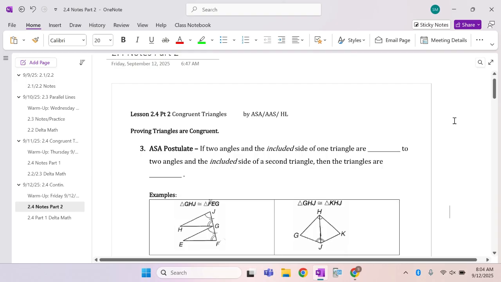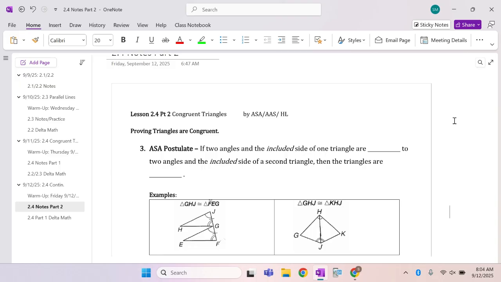All right. So today we're doing the rest of the congruence postulates for how to tell congruent triangles. So what were the two that we learned yesterday? SSS and SAS. What do those two acronyms stand for? Right. Side, side, side, and side, angle, side.